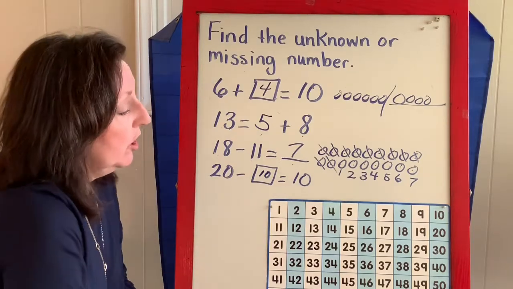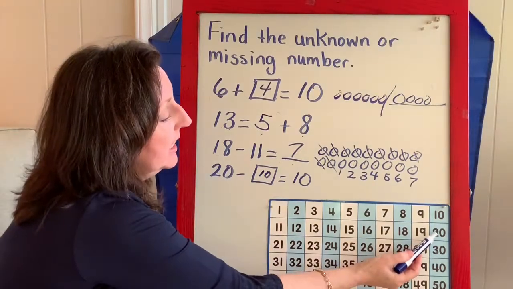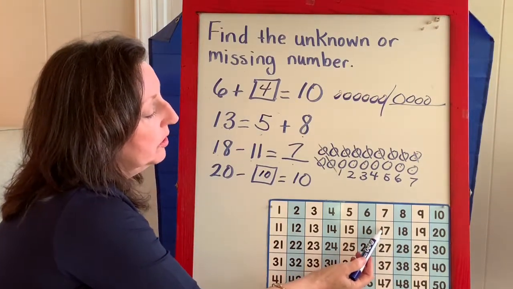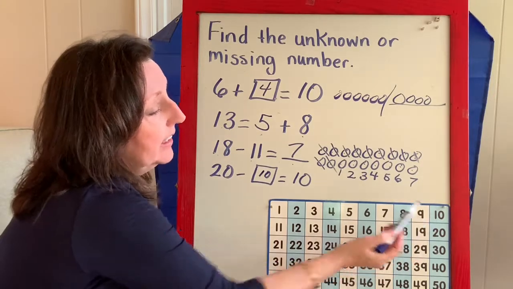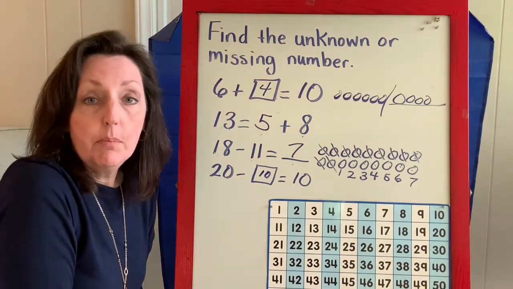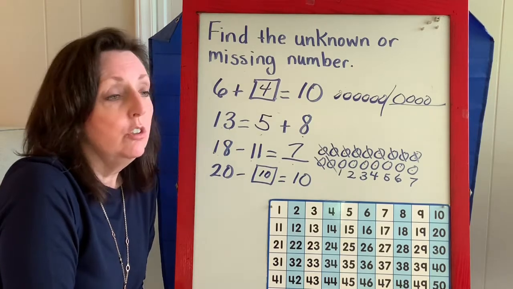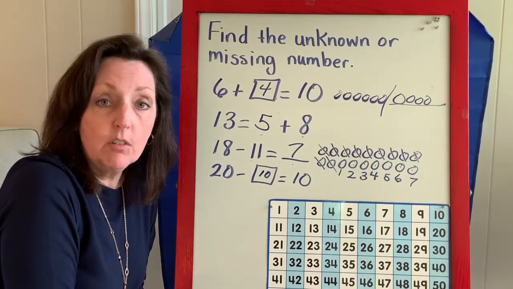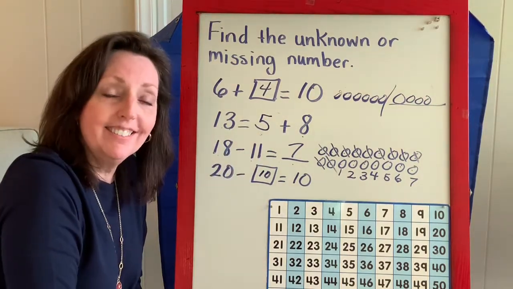You could use your chart. 20 take away something equals 10. 1, 2, 3, 4, 5, 6, 7, 8, 9, 10. All right? So there'll be a couple of sheets in an email for you to work on. Do not stress if you need more practice on it. This can be a tough skill because the box is moving around. All right? You guys can do it.